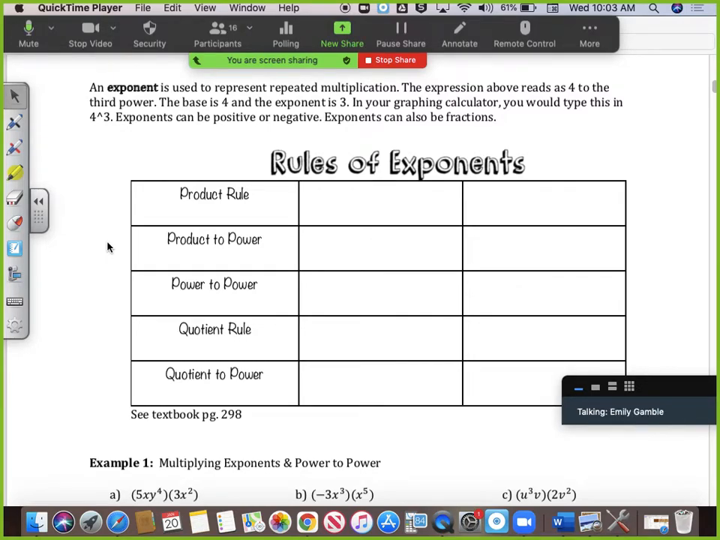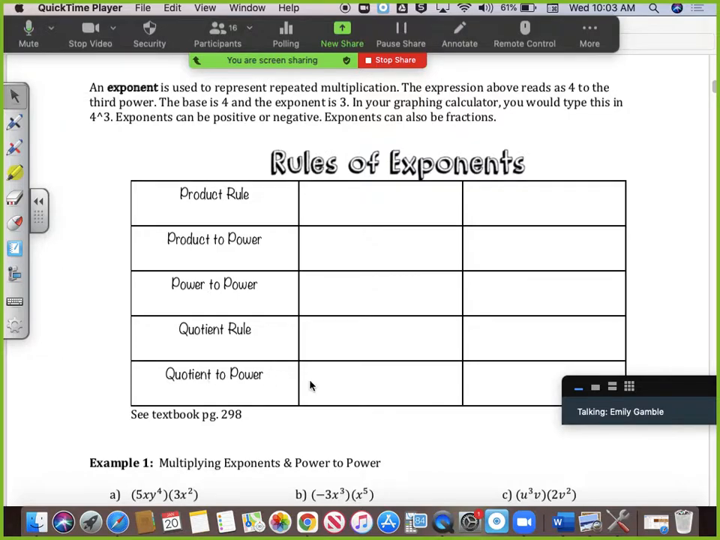So this is our first page of our packet. Yesterday we learned all of these different rules of exponents, including the product rule. When you have the same base being multiplied, you add the exponents. Product to a power rule, power to a power rule, and yesterday we did go over the quotient rule and a quotient to a power rule, but I am just going to talk about it again because this is what we're going to be practicing today.